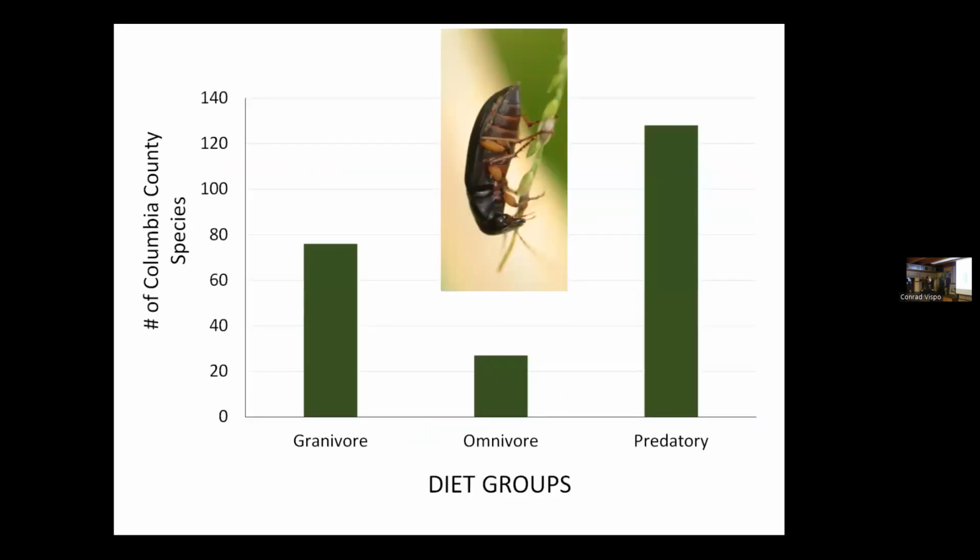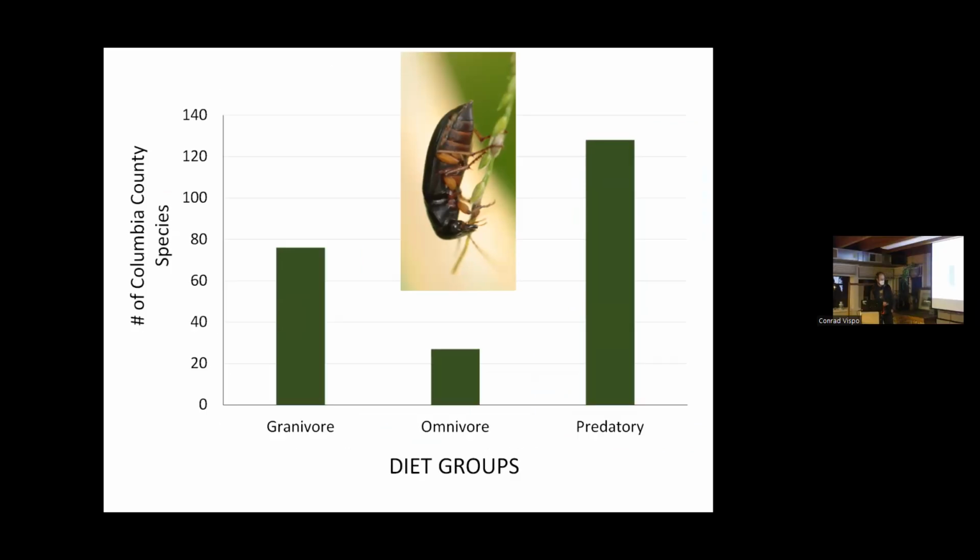A little bit about their diets. This is just the number of Columbia County ground beetles that have various types of diets. Granivore means it's a seed eater. Omnivore means it'll eat anything, kind of like us. Predatory, of course, means it eats other insects, other invertebrates, that sort of thing. And what you see is that you have a fair number of predatory, but also you have the omnivores, and some of our most common ones are actually omnivores.